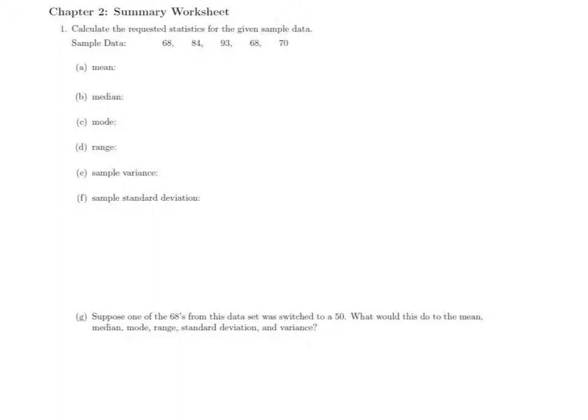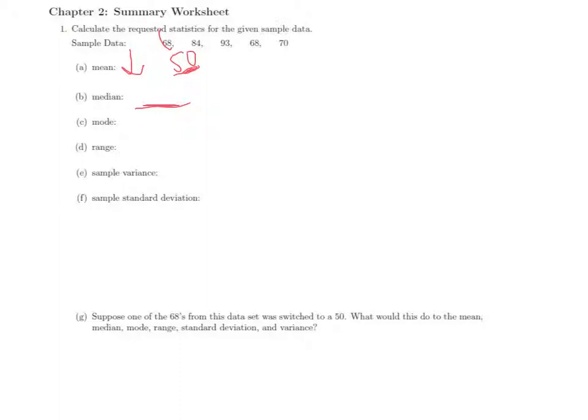So this last question down here asks us, and this is the next question in the WebAssign homework, suppose that we change one of those 68s to a 50. What happens? Well, I'm going to make a guess here before I actually calculate it. I know what happens because that number is so much smaller than 68. It's probably going to decrease the mean. I suspect it won't change the median, because the median is still the middle number, and we haven't changed the middle number.